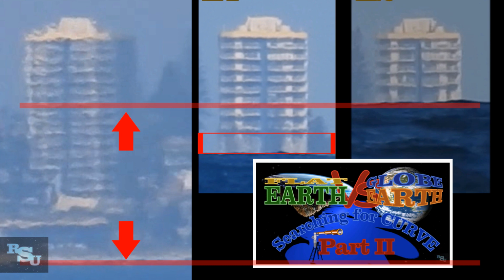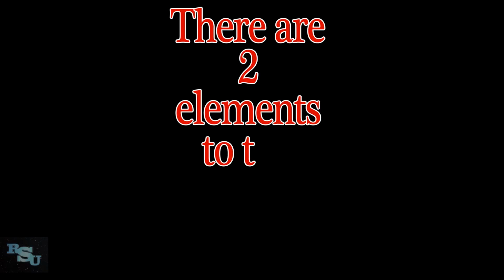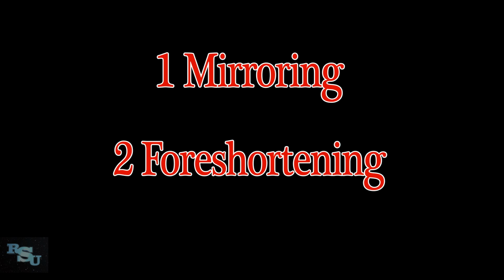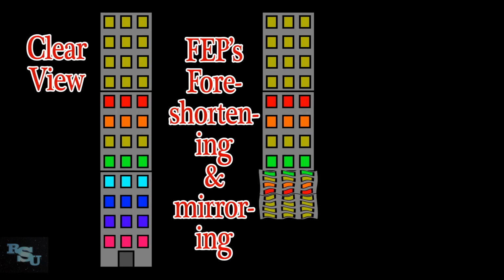Okay, let's move on to this observation and the associated challenge that includes depth. Some critical information for this challenge comes from Flat Earth Perth, who basically says that there are two elements to the disappearing land in these types of observations. They are 1, the mirroring layer, and 2, foreshortening. He says that foreshortening occurs but can't be seen due to being hidden by the mirage area.